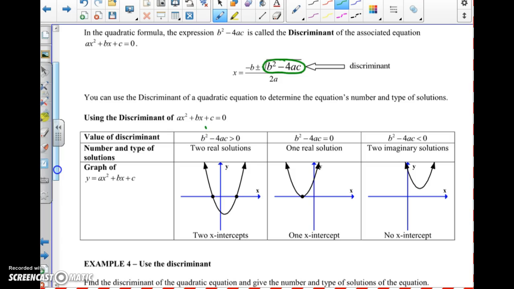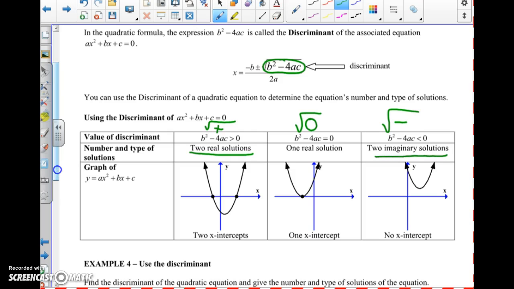If the number inside the square root is a positive number, then what are you going to get as an answer? You're going to get 2 real answers, 2 real solutions. And you guys just saw that on the previous page. If the number inside the square root is the number 0, what are you going to get as answers? 1 real solution, right? There will only be 1. And if the number inside the square root is a negative number, you're going to get 2 imaginaries. That's correct.